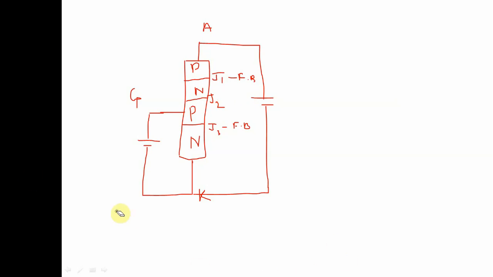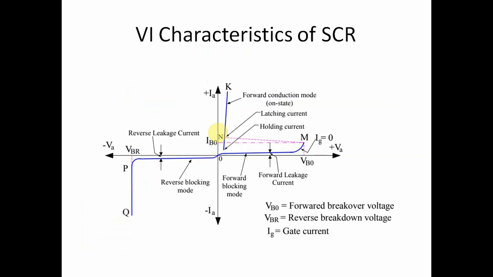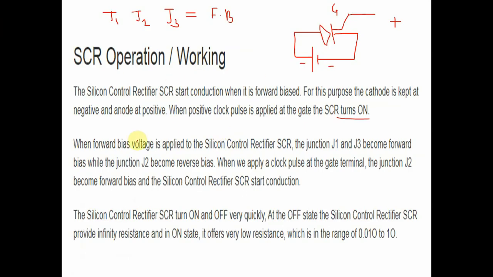This junction J2 is forward bias. This is also forward bias, and the SCR will start conducting. The SCR will start conducting only when the J1 junction is forward bias, the J2 junction is forward bias, and the J3 junction is forward bias. I am explaining it here.